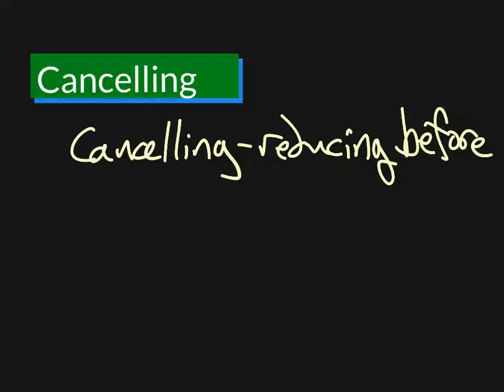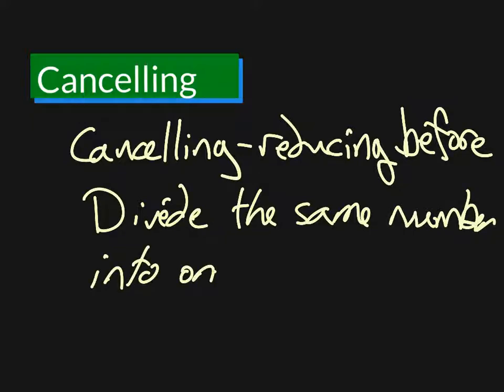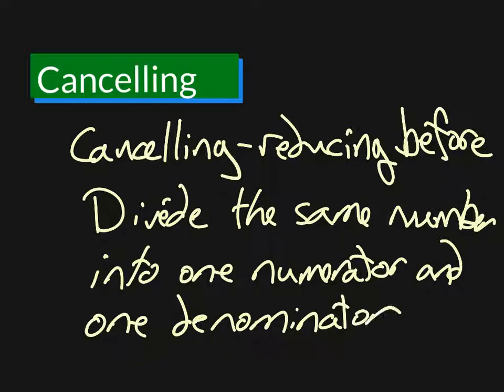So to cancel, divide the same number into one numerator and one denominator. And it doesn't necessarily matter which one as long as you divide the same number into one of each, and knowing the divisibility rules does help.